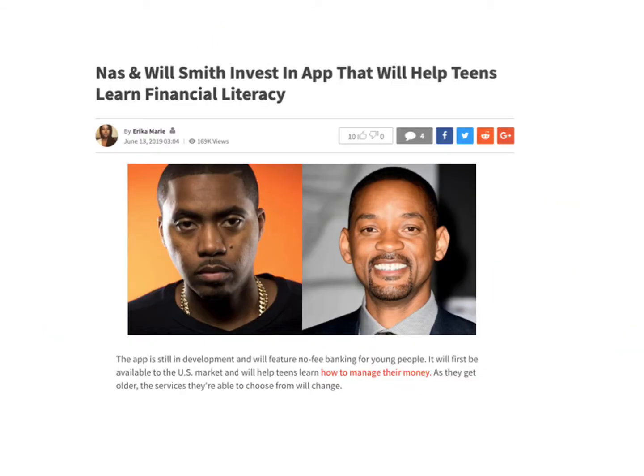This musician and this actor have teamed up to put their support behind a financial literacy app for teenagers. It should be available in the very near future.